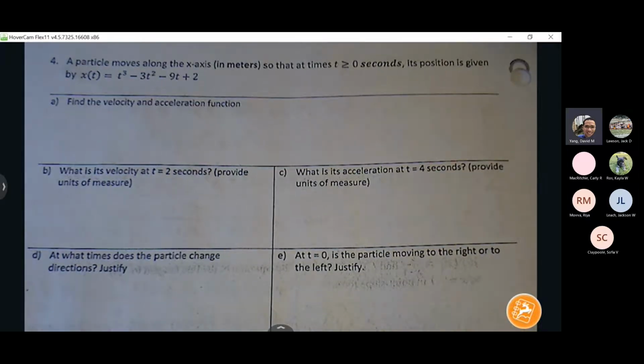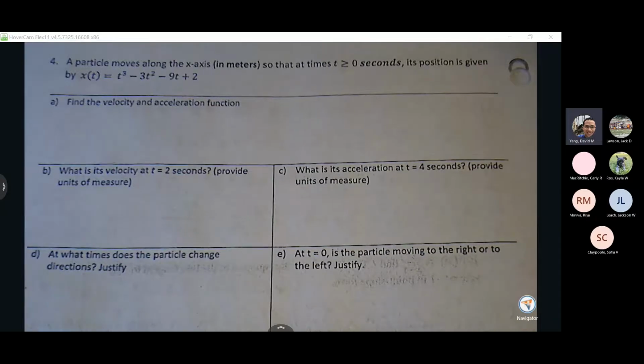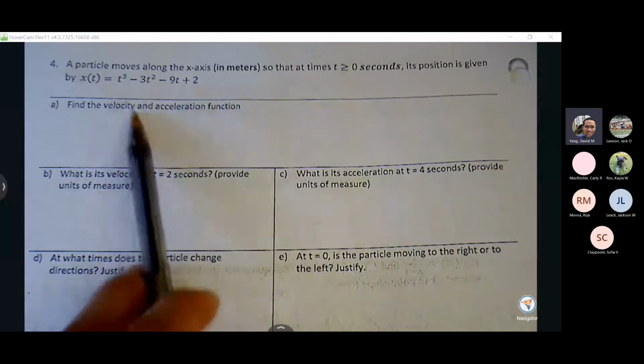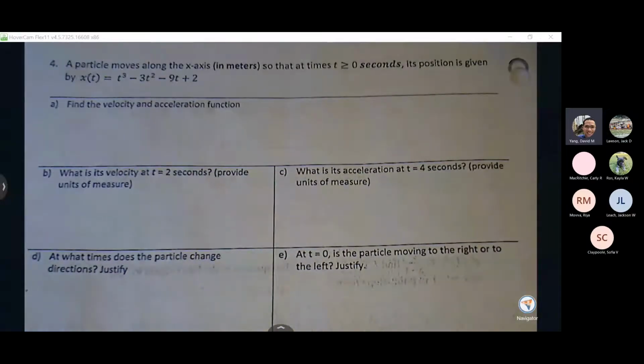Okay, number 4. A particle moves along the x-axis in meters so that at times t greater than or equal to 0 seconds. Okay, so pay attention to the units. Its position is given by x of t. So that means if I enter in a t value, in return it will give me a number, and that number will correspond with where this object is on the x-axis. Find the velocity and acceleration function. So we simply take the first derivative and the second derivative. Yeah, velocity is always the first derivative of position. Acceleration is always the second derivative of position.